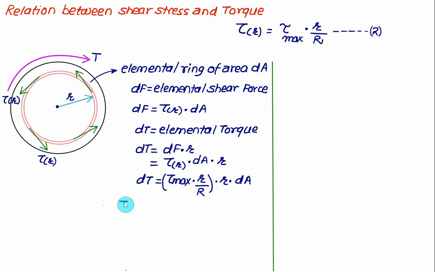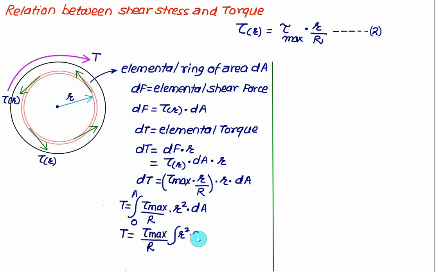So we have total torque T, which is nothing but the integral of dT, equal to tau max divided by capital R. These are constant values, multiplied by r into r, which is r squared, multiplied by dA, and we'll integrate it from 0 to the total area A. In this equation tau max by R is a constant value, so let's take it outside the integral. We are left with torque equal to tau max, the maximum shear stress which occurs on the outer surface, that is radius equal to R, and we are left with r squared dA.